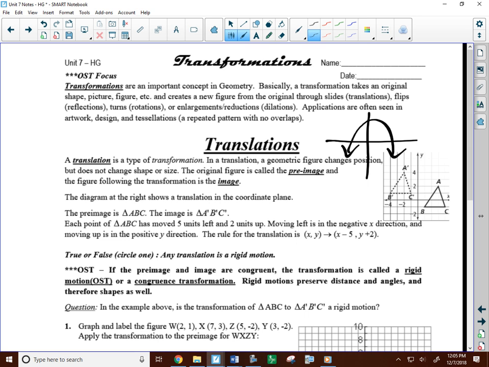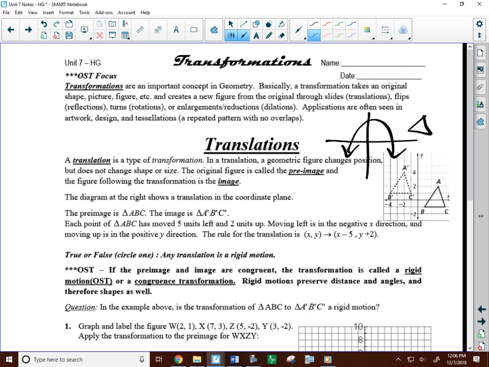For geometry, we'll take shapes, or it could just be a single point. But usually it'll be a shape, like a triangle. And we'll transform it according to these four. A slide, which we call a translation: left, right, up, down, diagonally. We flip something, we'll call it a reflection. A rotation, which is turning a figure. And a dilation, which is enlarging a figure or shrinking a figure. So again, it could be an equation, or it could be a different figure.